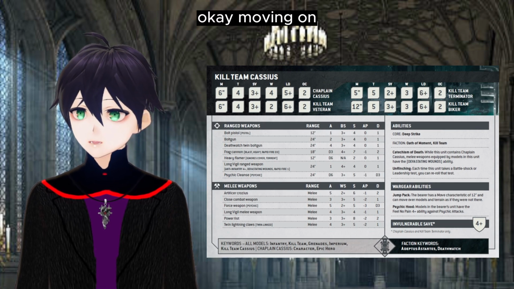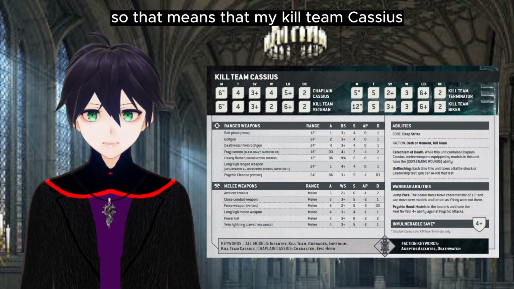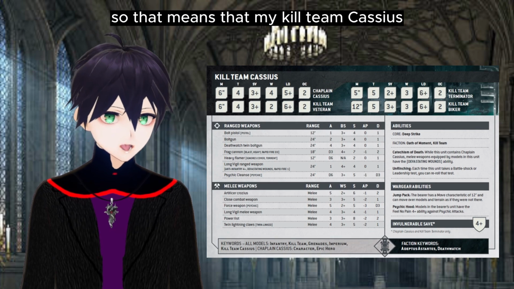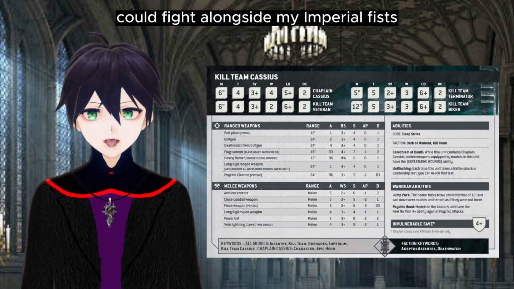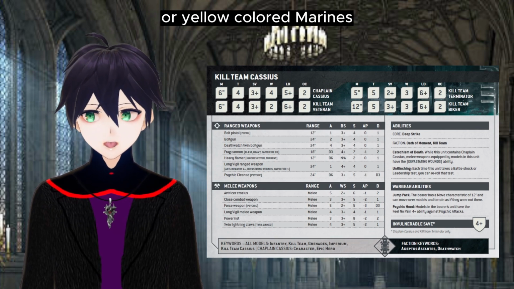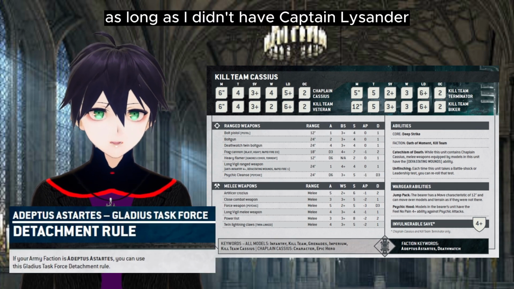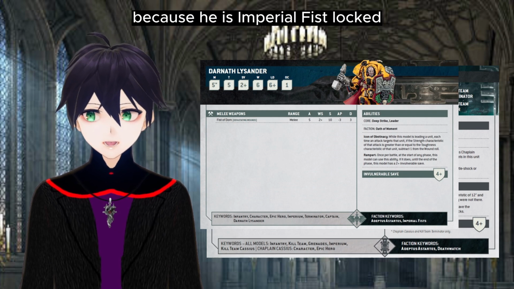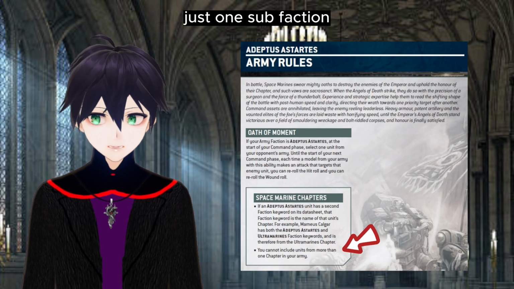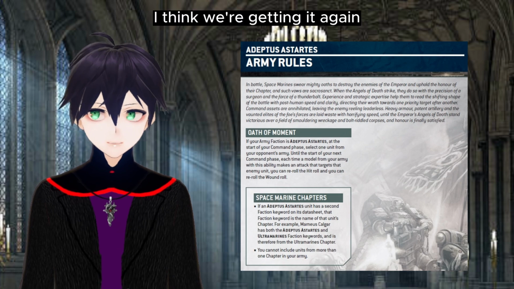Okay, moving on. So, that means that my Kill Team Cassius could fight alongside my Imperial Fists or Yellow Coloured Marines in a Gladius Task Force detachment, as long as I didn't have Captain Lysander, because he is Imperial Fist locked, just one subfaction keyword. Okay, I think we're getting it.